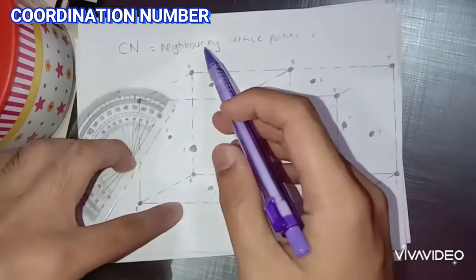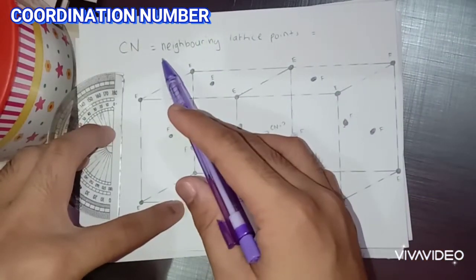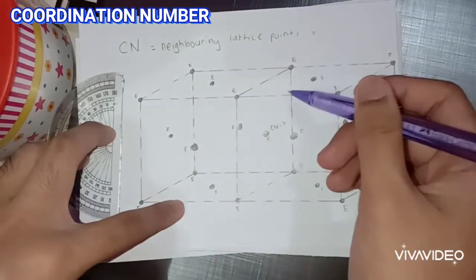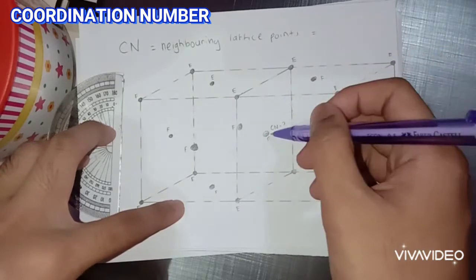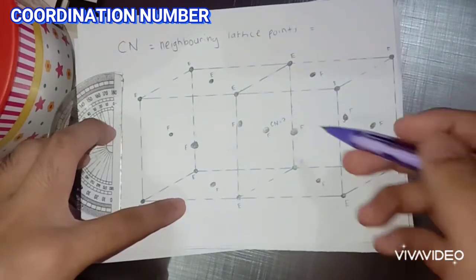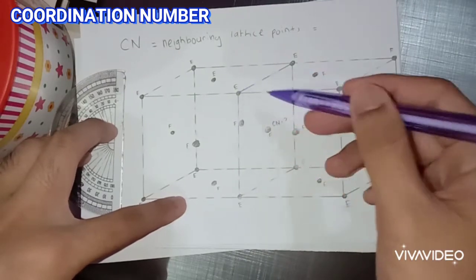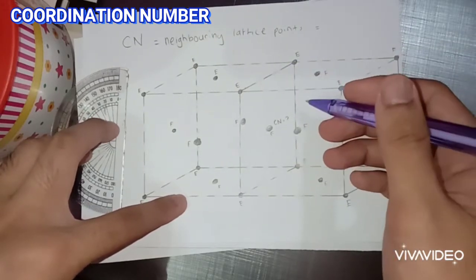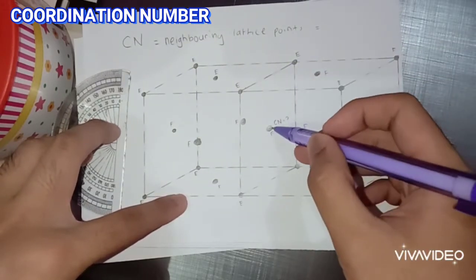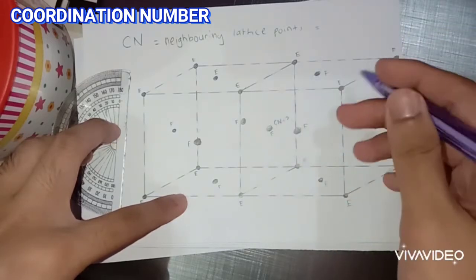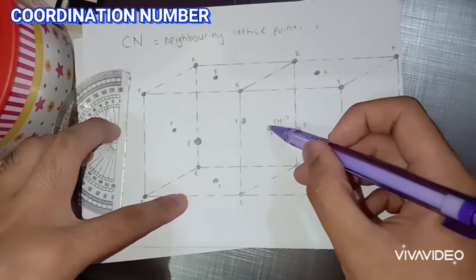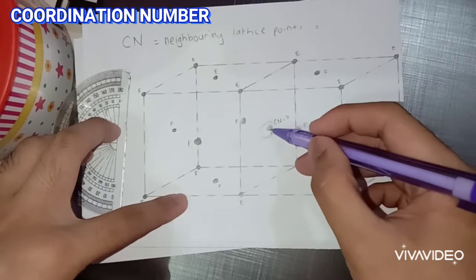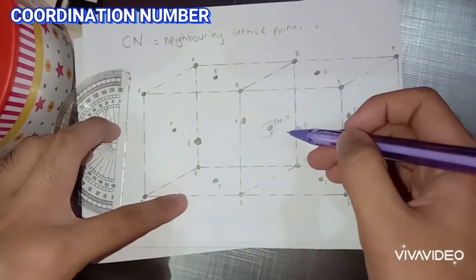Because the coordination number is how many neighboring lattice points there are, excluding the target lattice point. So if we choose another lattice point, it will become a different structure. In this structure we can see that it is a bit messy because it is 3D. So we move back to our target and ask which ones are our neighboring atoms.